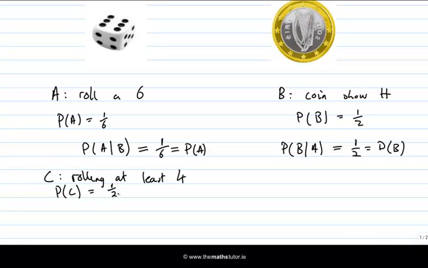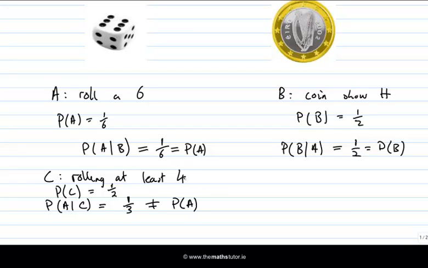Now let's look at conditional probabilities. So what's the probability of rolling a 6 given that I roll at least 4? So the probability of A given C. Well, now I only have 3 outcomes to consider, right? 4, 5, or 6, and the probability of one of those 3 is going to be 1 over 3. They're all equally likely. So you see now the probability of A given C is not the same as the probability of A. The probability of A is 1/6, but the probability of A given C is 1/3. And intuitively that makes sense. You can see that rolling something at least 4 is not going to be unrelated or independent of rolling a 6.